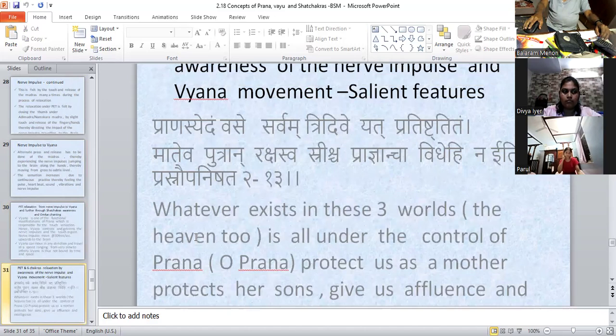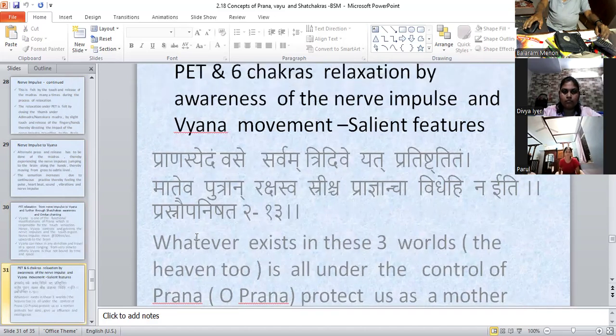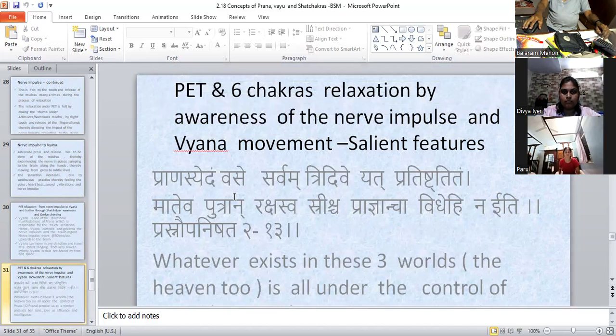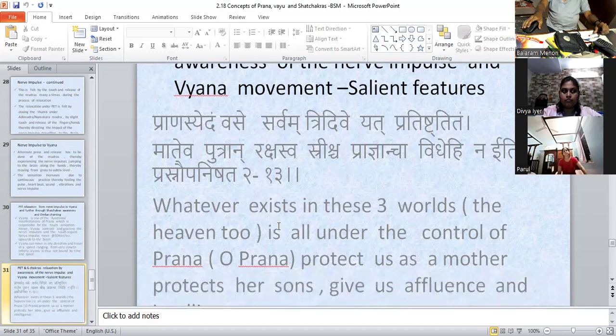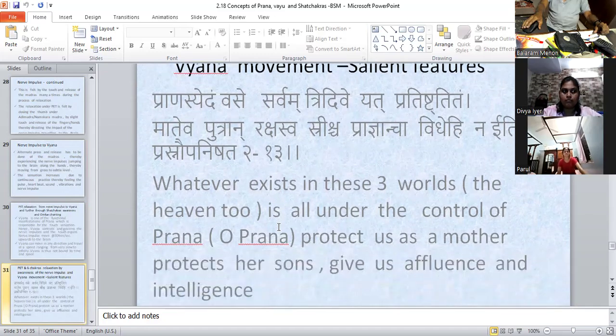My famous slogan, Prashna Upanishad. Prana and Chitta are reduced to nerve impulses and Jnana. Pranasyedam vashe sarvam tridive yat pratishthitam, mateva putran rakshasva shrishca prajnam ca vidhehi na iti. Prashna Upanishad 2.13. This is just for information, because this is a very famous sloka. Whatever exists in the three worlds, even heaven, is all under the control of Prana. O Prana, protect us as a mother protects her sons, and give us affluence and intelligence.